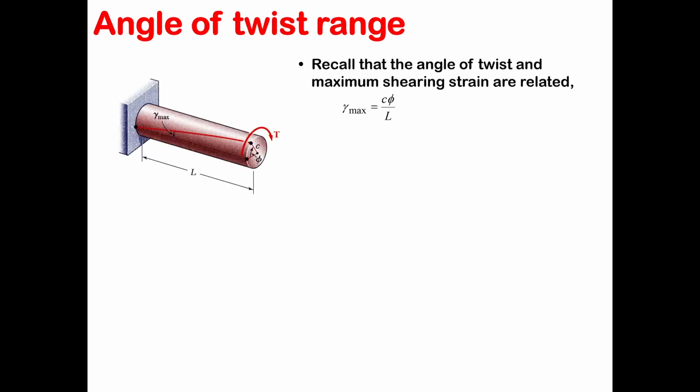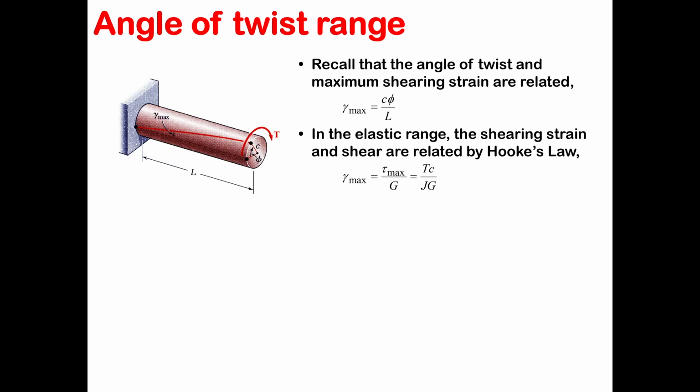Okay. Let's go back to the angle of twist. The angle of twist is related to your shear strain, of course. So based on this analysis, and in the elastic range, the shearing stress and shear strain are related by Hooke's law. So your shearing strain is going to be equal to tau max over G, using Hooke's law, which is Tc over JG.